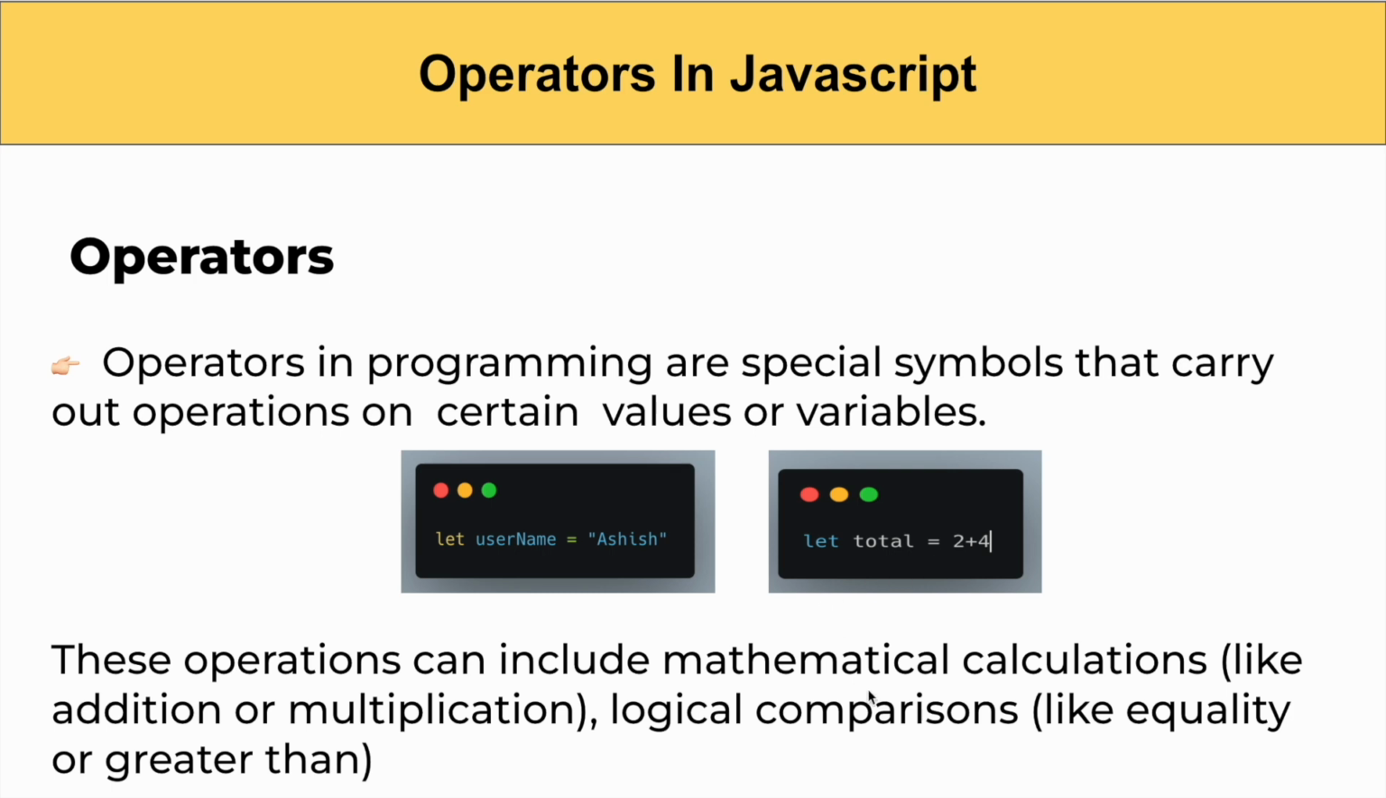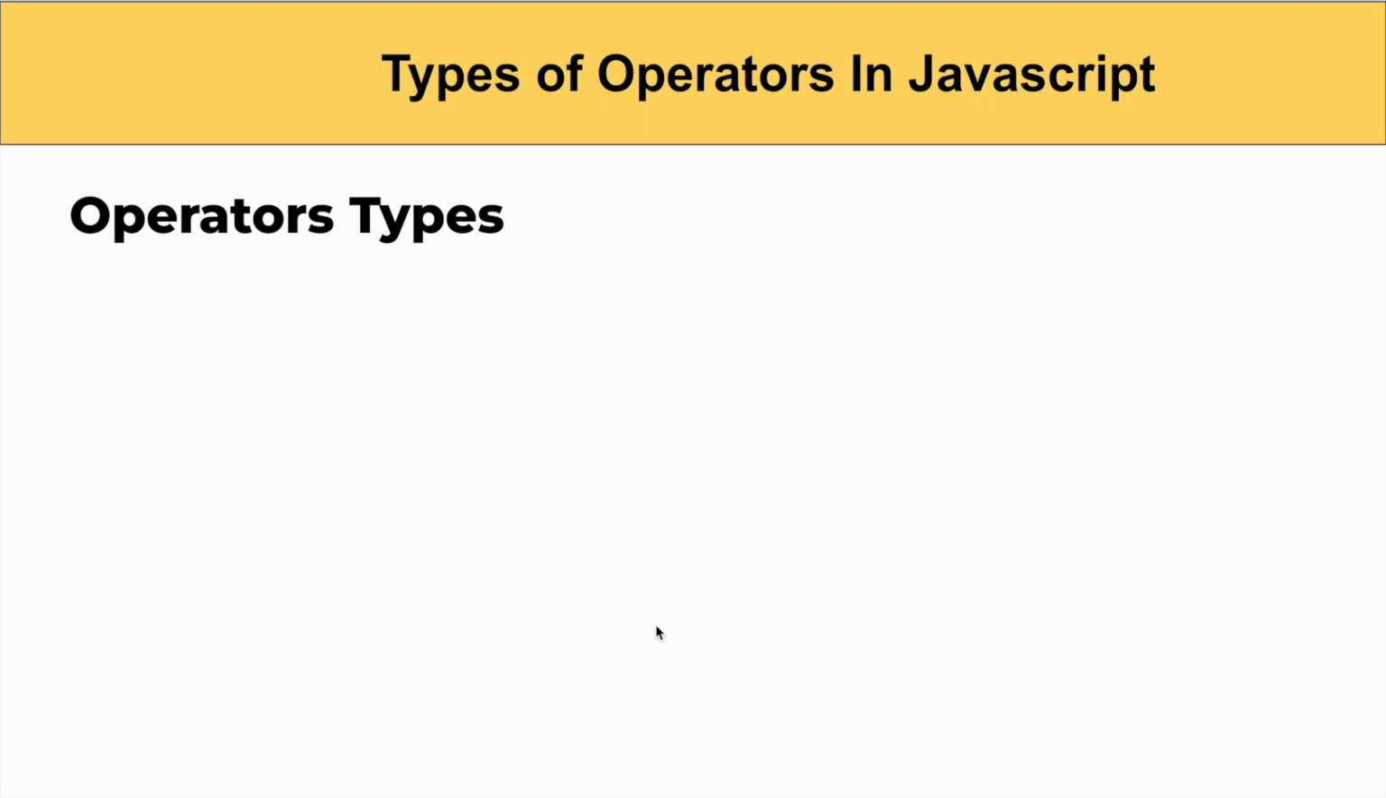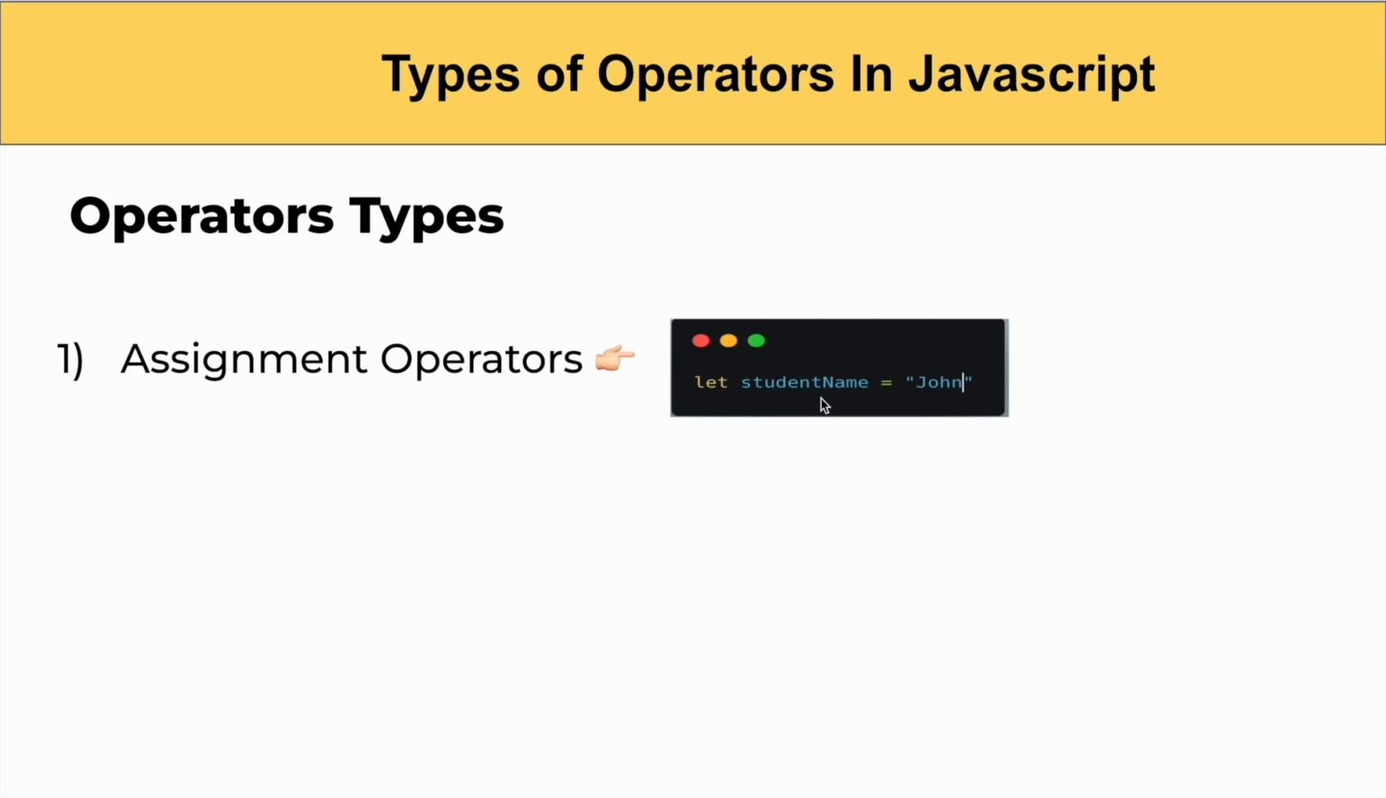These operations can include mathematical calculations like we saw above, that is addition or multiplication, and also logical comparisons like greater than or equality. In this video we are going to see an overview of some of the most commonly used operators in JavaScript. The first one is the assignment operator. Here you can see I am using the equals to sign to assign this value of John to this variable, that is student name. So this is how you use the assignment operator to assign values to certain variables.